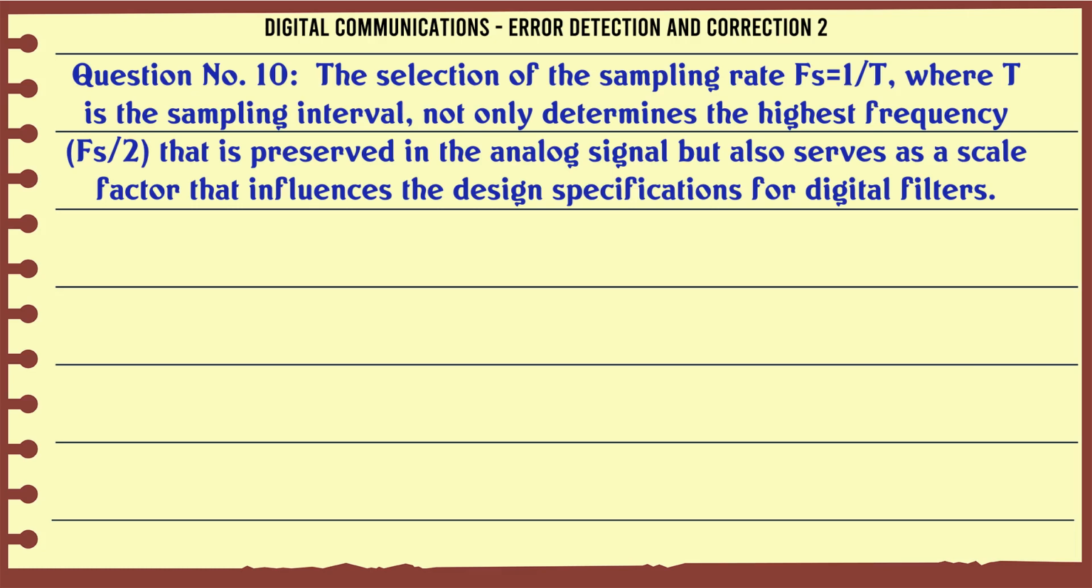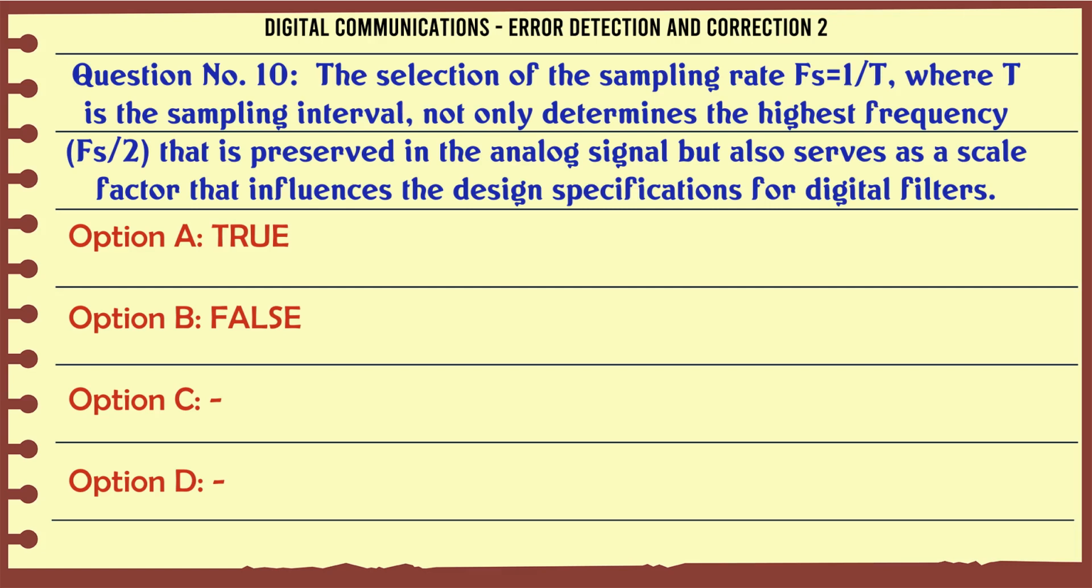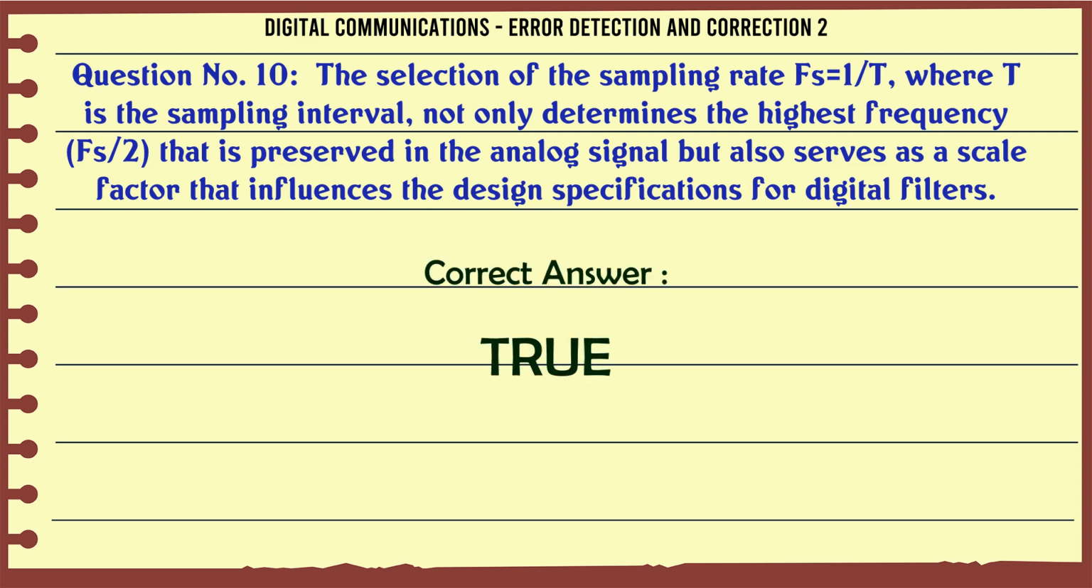The selection of the sampling rate 1/T, where T is the sampling interval, not only determines the highest frequency F2 that is preserved in the analog signal, but also serves as a scale factor that influences the design specifications for digital filters. A. True. B. False. The correct answer is true.